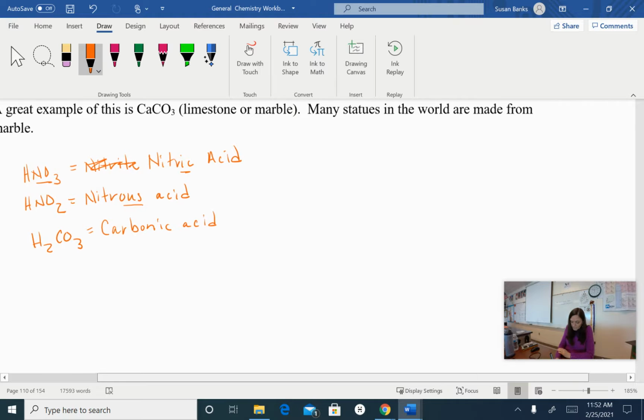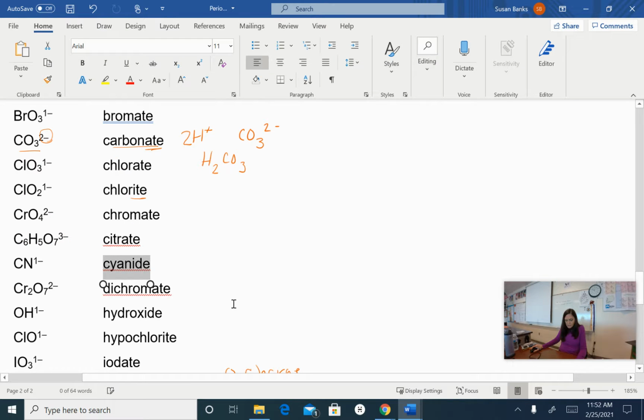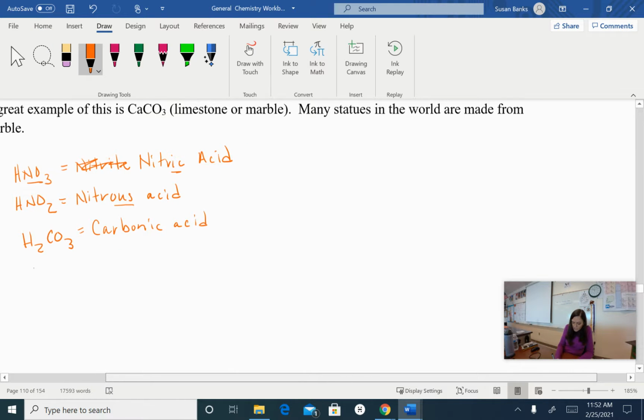Let's look at this one. HClO2. So let's look at ClO2. Here we go. ClO2 -1, chlorite. It is an "ite," so it's going to go to "ous." So this is chlorous acid. So we would say HClO2, chlorous acid.